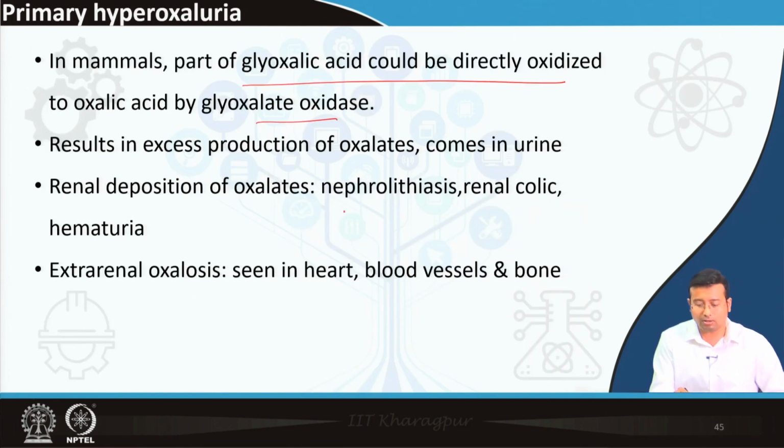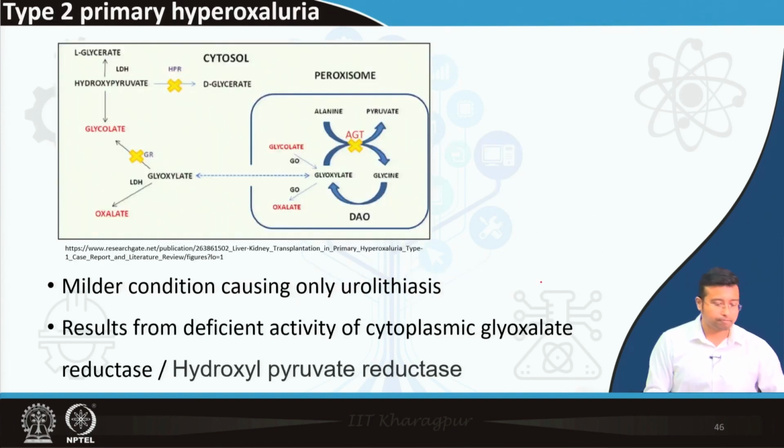Ultimately it leads to nephrolithiasis, that is formation of renal stones and renal colic, because a stone leads to excess pain, known as renal colicky pain, and blood in urine, known as hematuria. So much so that all the organs are affected; oxalate crystals may be present in the heart, blood vessels and bones. A very serious disorder.